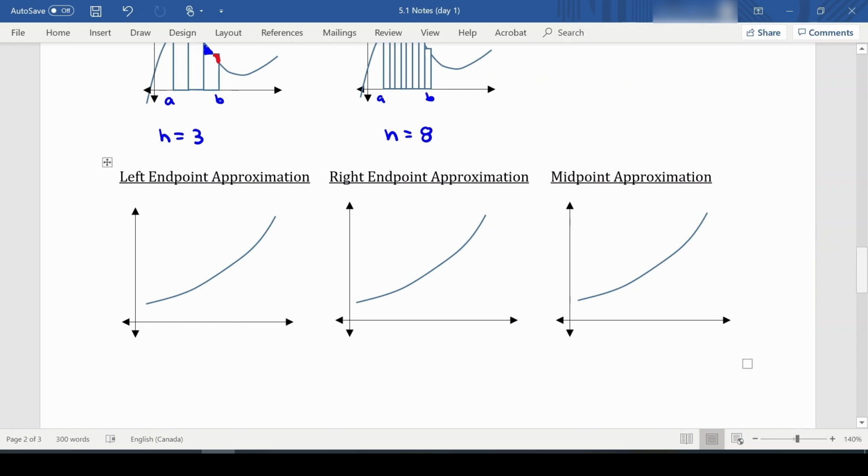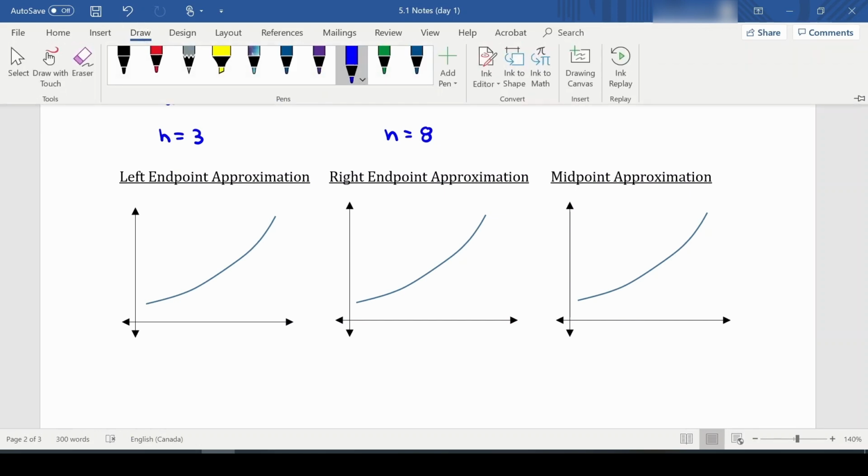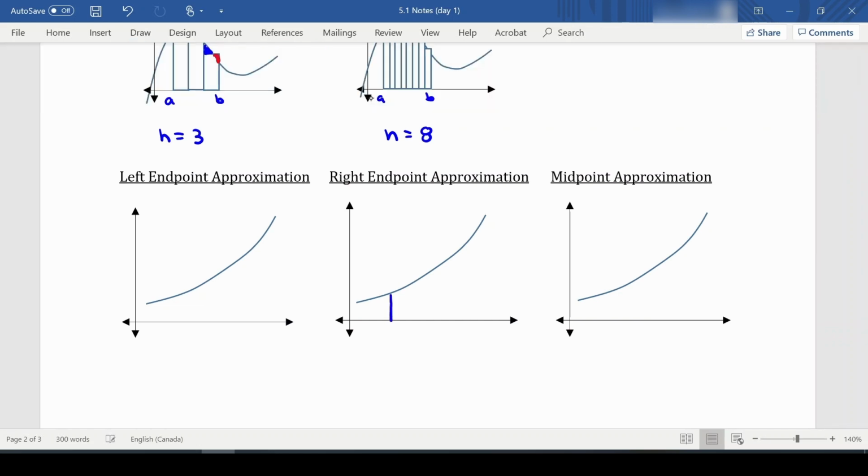Now, the other thing that we need to look at is where the endpoints of our rectangles are going. So I'm going to show you an illustration of what the 3 different types look like. We've been drawing right endpoints so far. With right endpoints, the top right corner of our rectangles is on our curve. So it looked something like this.